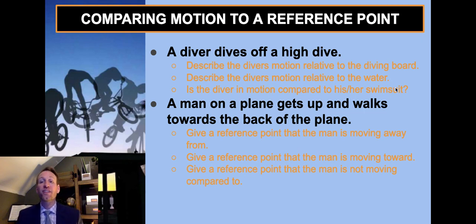And then here's that third one, when the person is not moving compared to the reference point. So how would you do that? Well, in a plane, it might be a little bit difficult because the aisle is so thin. But if someone got up and walked with him and was talking to him as they were walking down the aisle to go to the bathroom, maybe his wife got up with him and they're walking down that center aisle at the same speed, right next to each other, then technically, compared to his wife in that instance, he would not be moving. He would not be in motion.